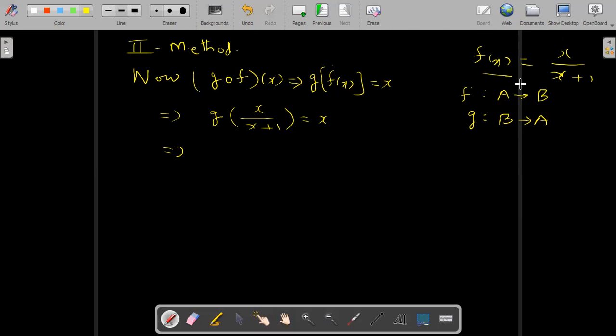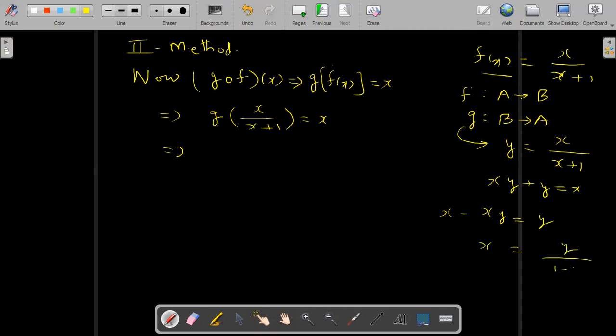If you replace fx by y, fx is equal to y, for finding g. fx is equal to y, x upon x plus 1, and find the value of x in terms of y, that will be g. So it will become xy plus y is equal to x, and x is taken left hand side xy, or it can be taken right hand side, x minus xy is equal to y, and x common, so 1 minus y, so y upon 1 minus y. So this will be your gy. The definition of gy will be y upon 1 minus y.